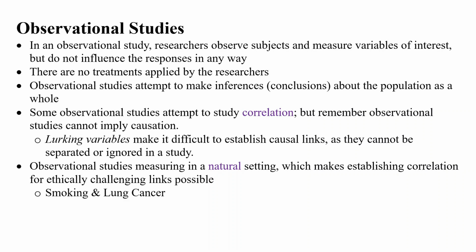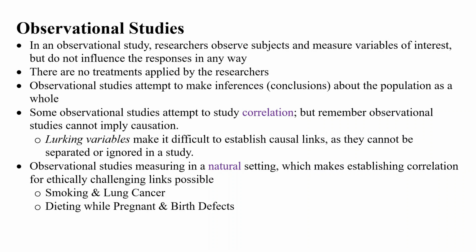For example, smoking and lung cancer, right? We don't have a good way of setting up an experiment, telling people, okay, you guys are going to smoke for a year and you guys are not going to smoke for a year, and we're going to see who develops lung cancer. That would be very unethical, to make people smoke and make people not smoke. So the best we have about the correlation between smoking and lung cancer is through long-term observational studies.